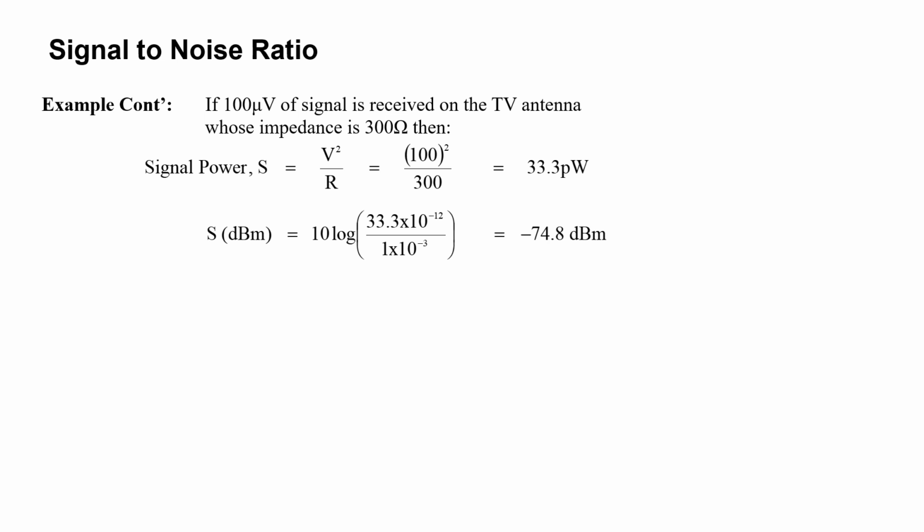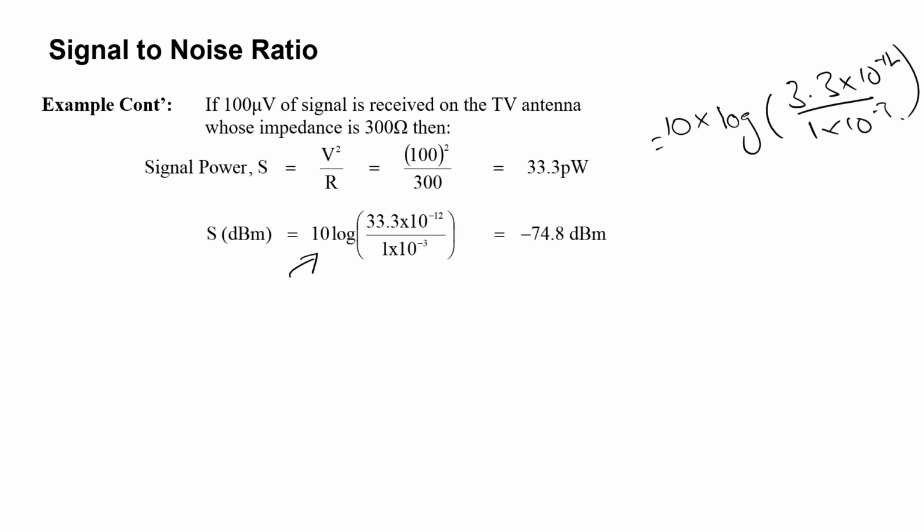So you can directly write this formula in your calculator. If you have a scientific calculator, it's a standard logarithmic formula, 10 log of 10 power minus 12 divided by 1 times 10 power minus 3. If you put this whole equation into a scientific calculator, it will give you a direct answer of minus 74.8 dBm. That is the signal power.